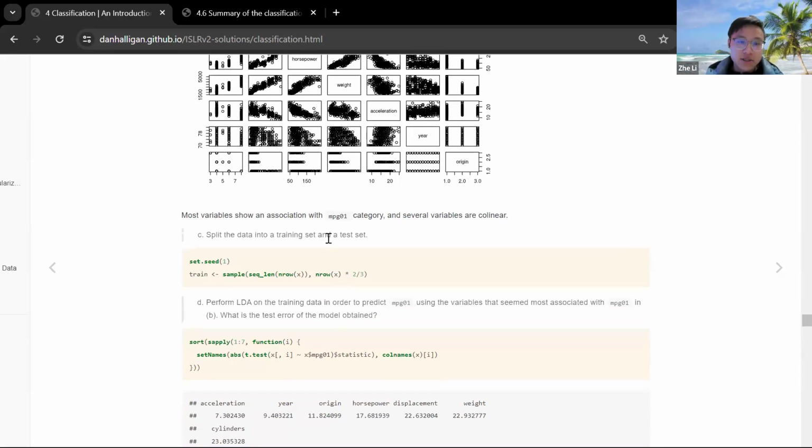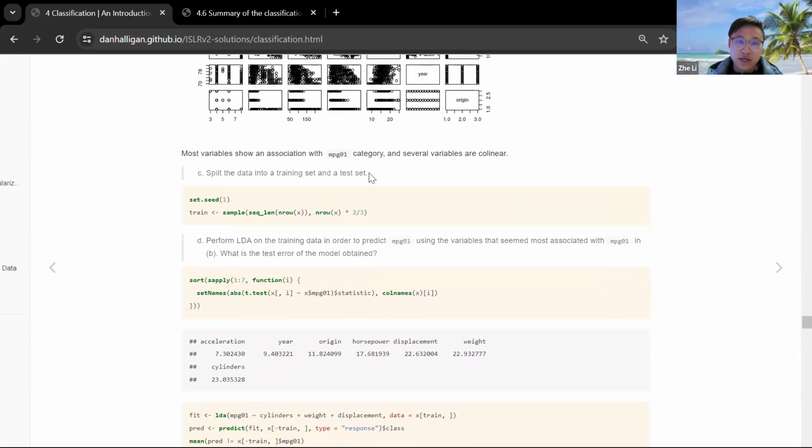So in this question, we talked about how to split the data into a training set and a test set, because we have to do cross validation. In this case, the author split the data set with 2/3, almost 66%, as the training data set, and the other 33% as the test set.